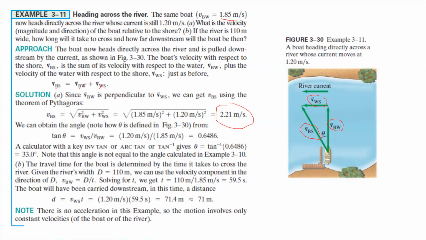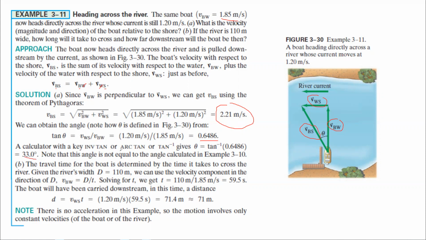And to solve for the angle, because it is asked here, if the river is 110 meters, how long will it take to cross and how far downstream will the boat be then? So we can obtain the angle because we can use this. Yeah, if we want to know the angle also. So you can have the tangent theta, VWS, opposite over adjacent, VBW. So there, 0.6486, and arc tangent, it will give you 33 degrees.